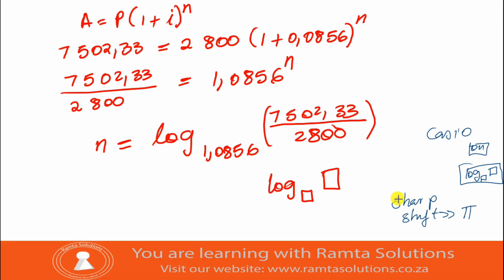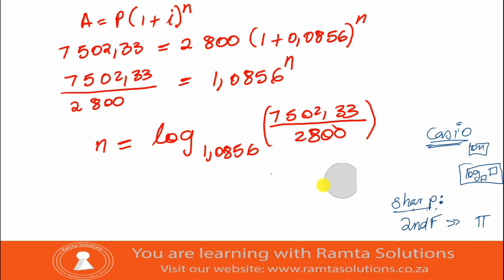I'm also using Sharp. For Sharp, you say second function. So second function and then Pi. Pi is next to tangent, in between tangent and degree, minutes and seconds. Okay, perfect.